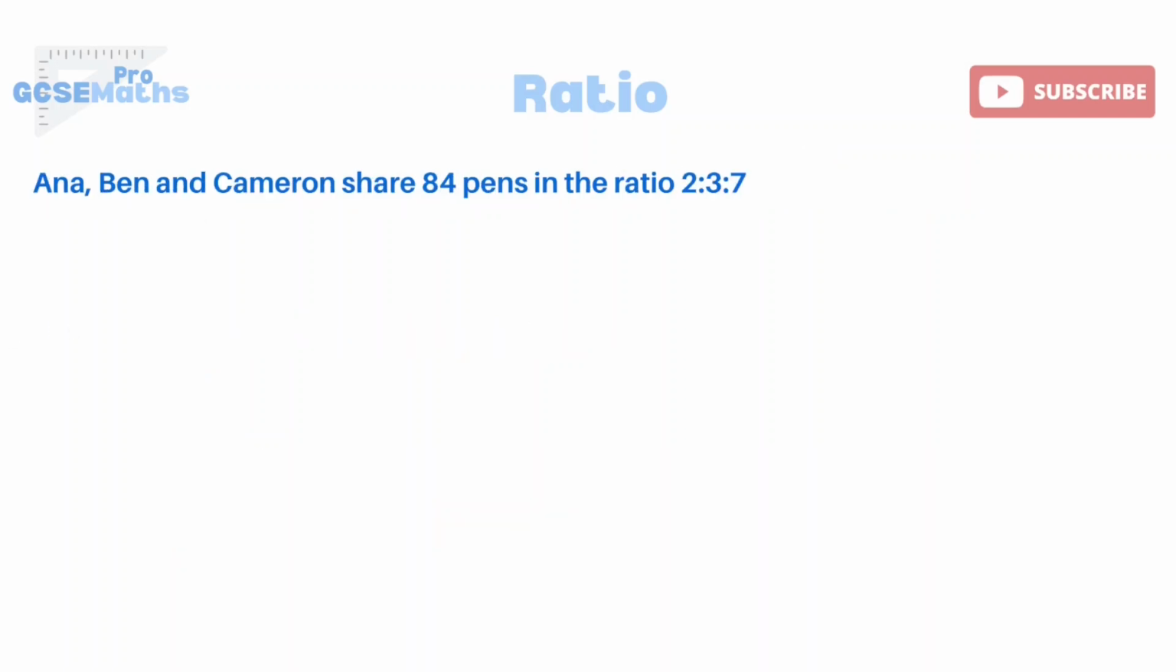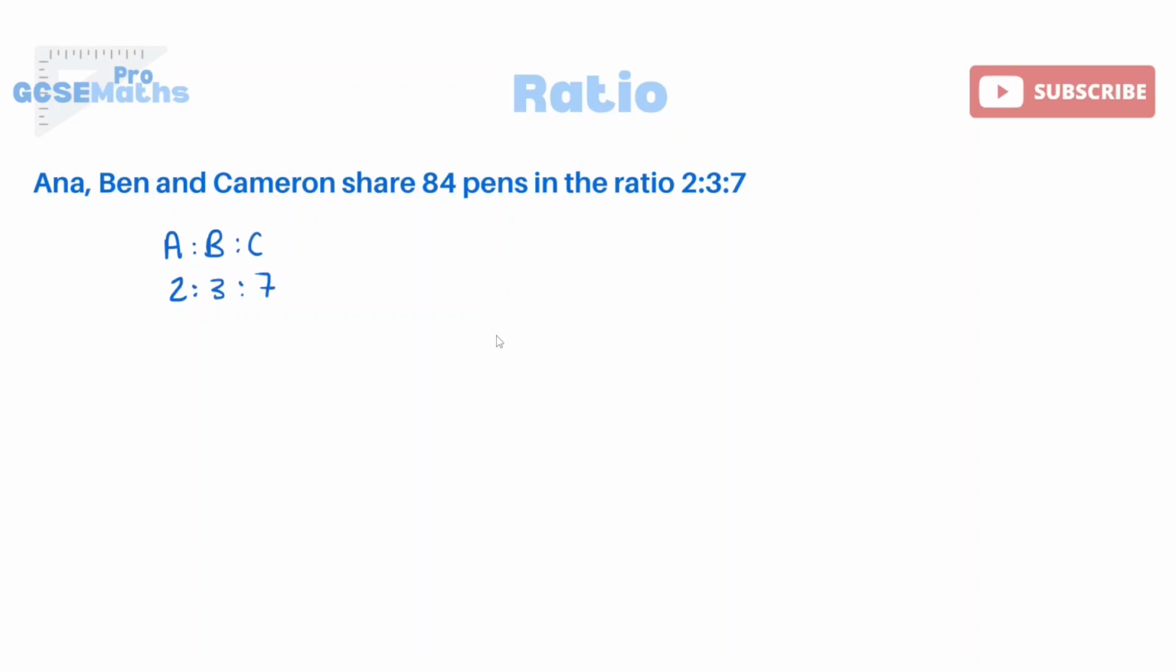Okay, so we've got a similar one again now, but as you can see, the only difference is we've now got 3 people, or in other words, a 3-part ratio. So Anna, Ben and Cameron share 84 pens in the ratio 2:3:7. So as I said before, you're going to write the names, or if you want to use initials, in the same order and match them up in the same order as your ratio. So the 2 parts is for Anna, Ben has got 3 parts, and Cameron has got 7 parts.